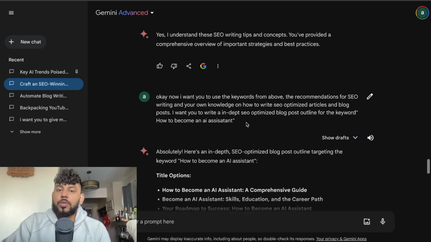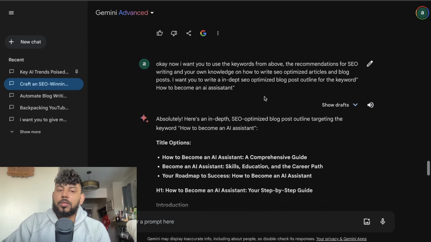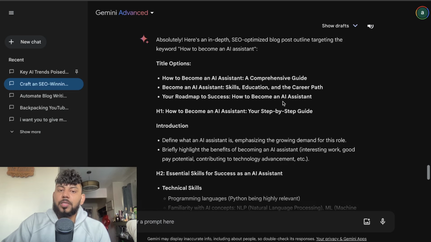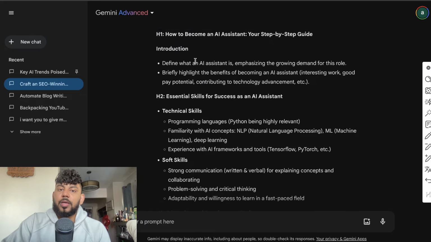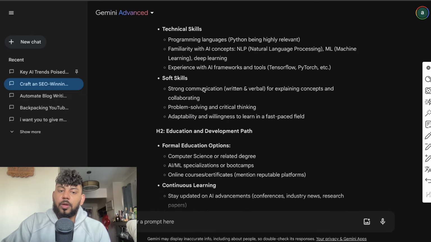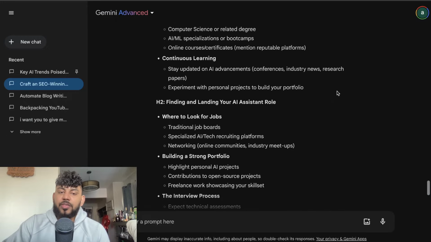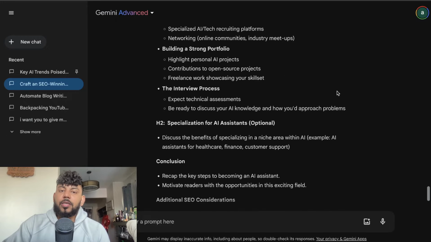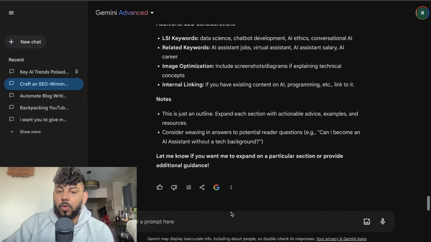Then I went ahead and told it to use the keywords above, use the recommendations above, and using your own knowledge of SEO, write an SEO optimized outline. And this was the outline which we got back. We get three different title options. Then we get the H1, H2, and so on. Overall, this is a pretty optimized outline. It's fairly in-depth and it is SEO optimized. So now we can go ahead and tell the AI to write the full article.